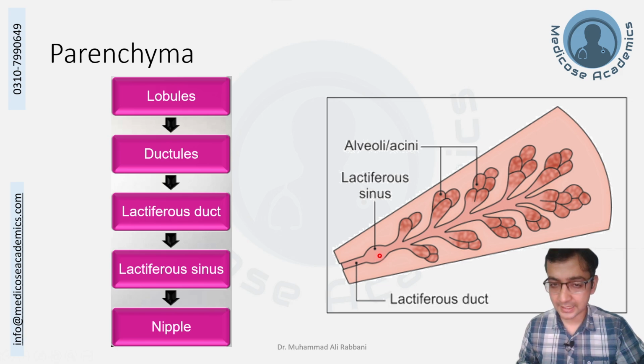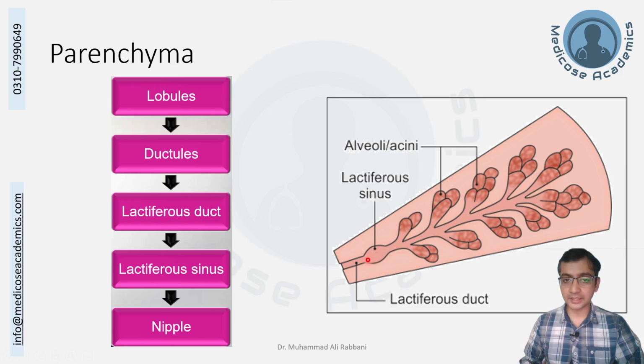This is called the lactiferous sinus, and after that there are lactiferous ducts going from the sinus to the tip of the nipple. So this whole structure, all the acini and ductules draining into a single lactiferous duct, makes up one lobe of the parenchyma. The breast consists of 15 to 20 such lobes, and these smaller groups are called lobules, and from there there are ductules, and then there is the lactiferous sinus.